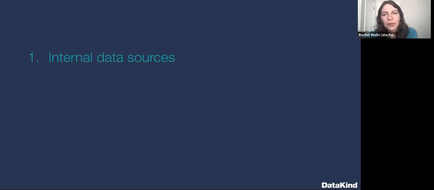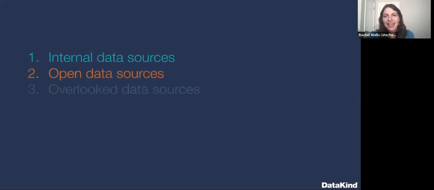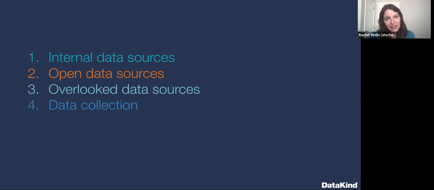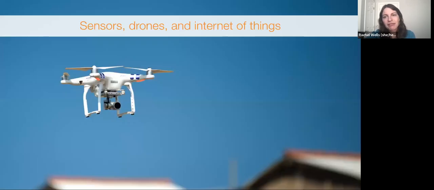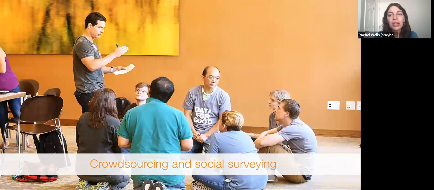So with that, once we've exhausted our internal data sources and our open data sources, it's time to start thinking about overlooked data sources and unique ways that you can collect data. So we'll start with exciting new overlooked data sources, of course, include things like sensors and drones and the Internet of Things. You're also probably familiar with a good old-fashioned survey.